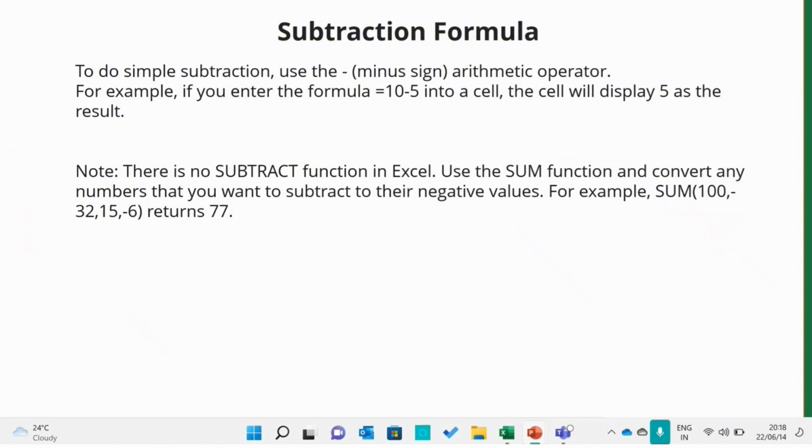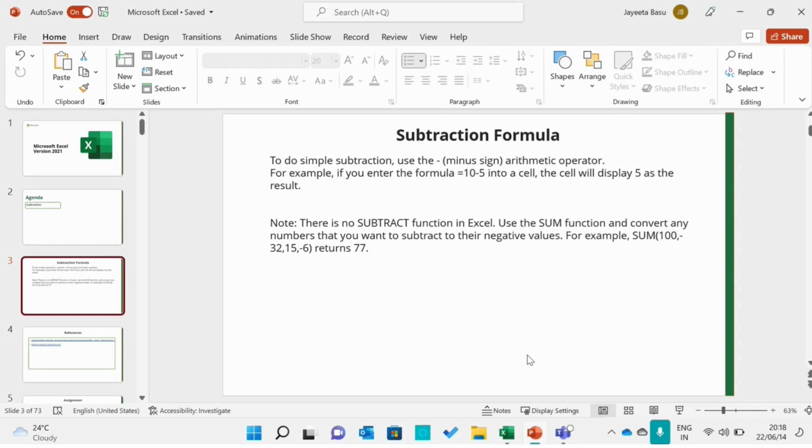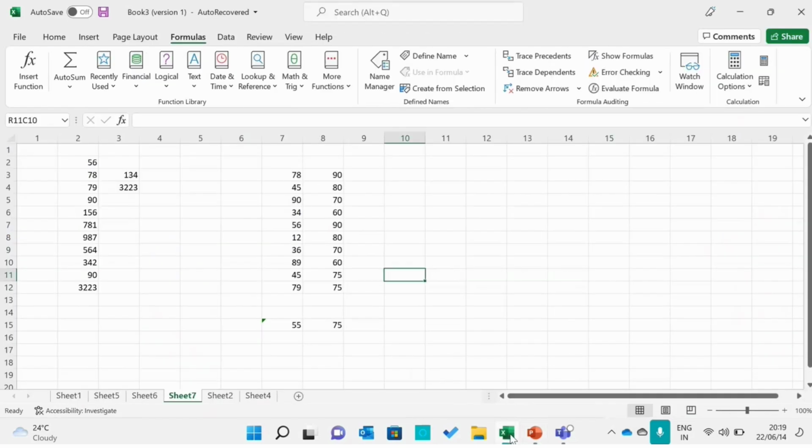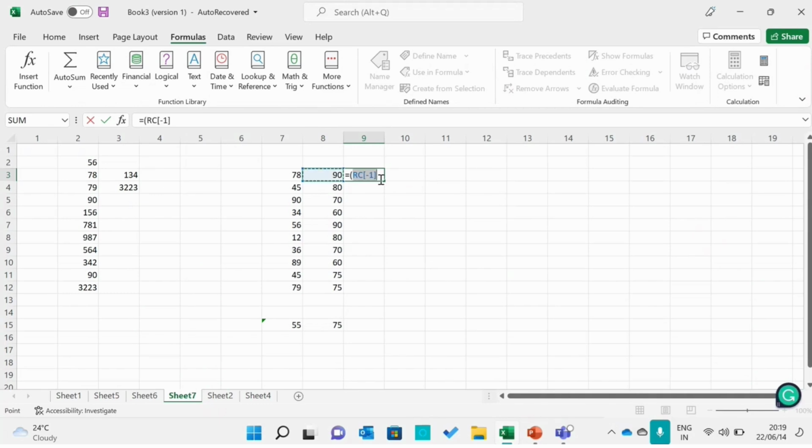Now we will go back to the Microsoft Excel document that we were working on, right? Now let's say I want to do a subtraction of these two numbers. So what I will do is equals to, put on the bracket, select this number, right? Put the hyphen sign, which is the minus sign, select this number, close the bracket, and I will get the subtraction. So now you understood how to use the subtraction.